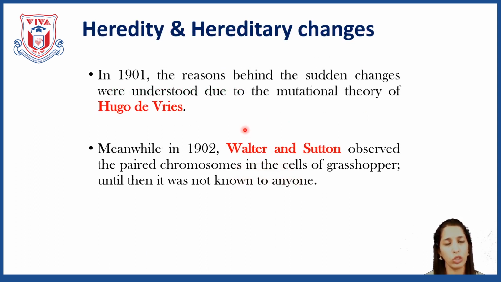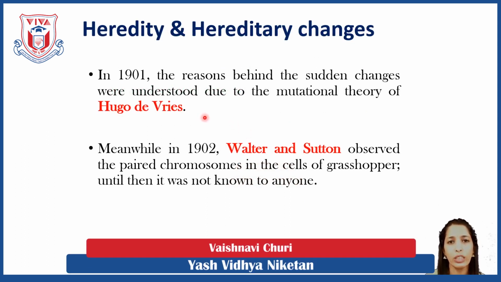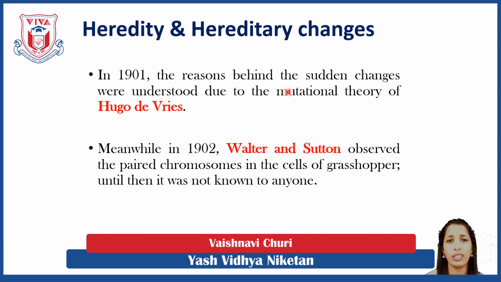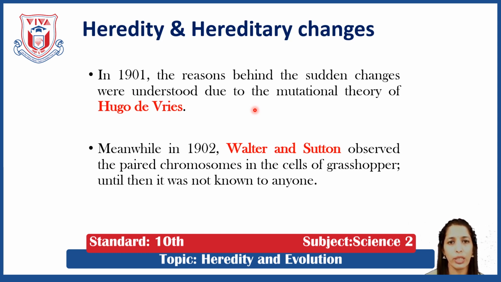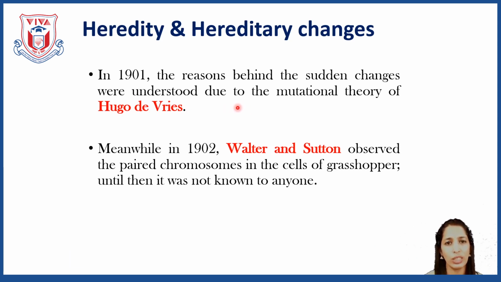After Mendel, in 1901, the reason behind sudden changes was understood by Hugo de Vries in his mutational theory. What Hugo de Vries understood was that there can be sudden changes in the combinations, sudden changes in the genes, and this is called mutations. Mutations are nothing but the sudden changes in the genes. This theory was proposed by Hugo de Vries.